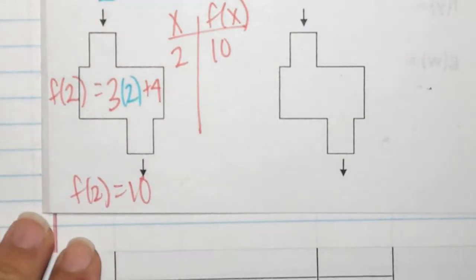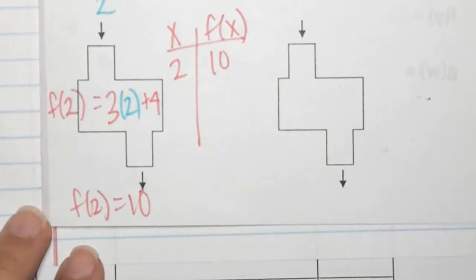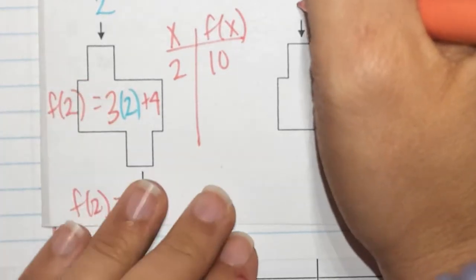I'm just going to keep going. We're about to do that. We're going to plug in -1 in a second. So that number by the f on this side, that is on x. So now we're going to plug in -1.